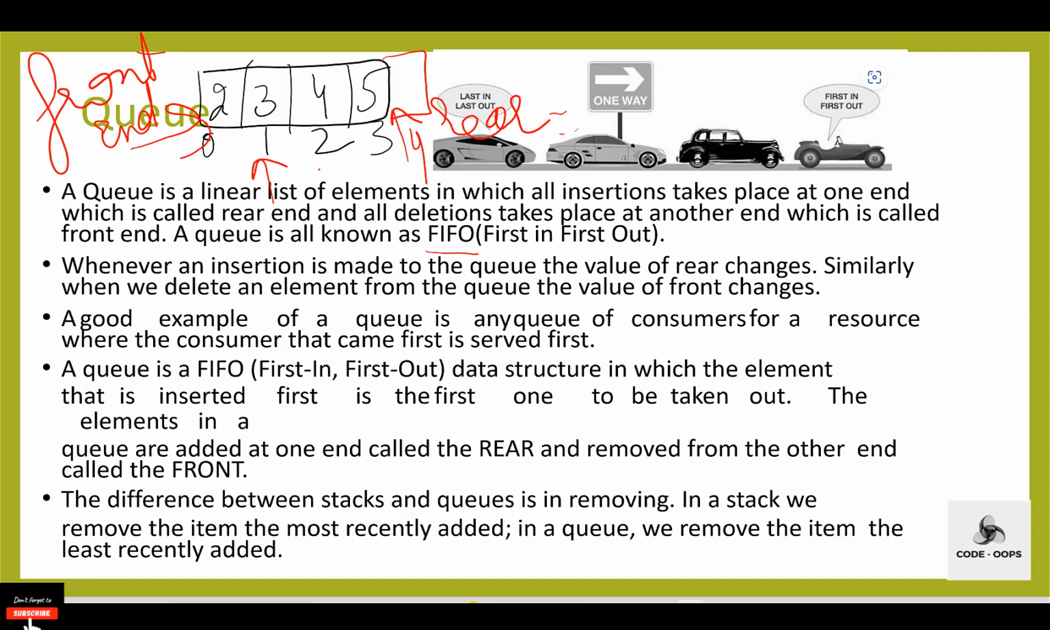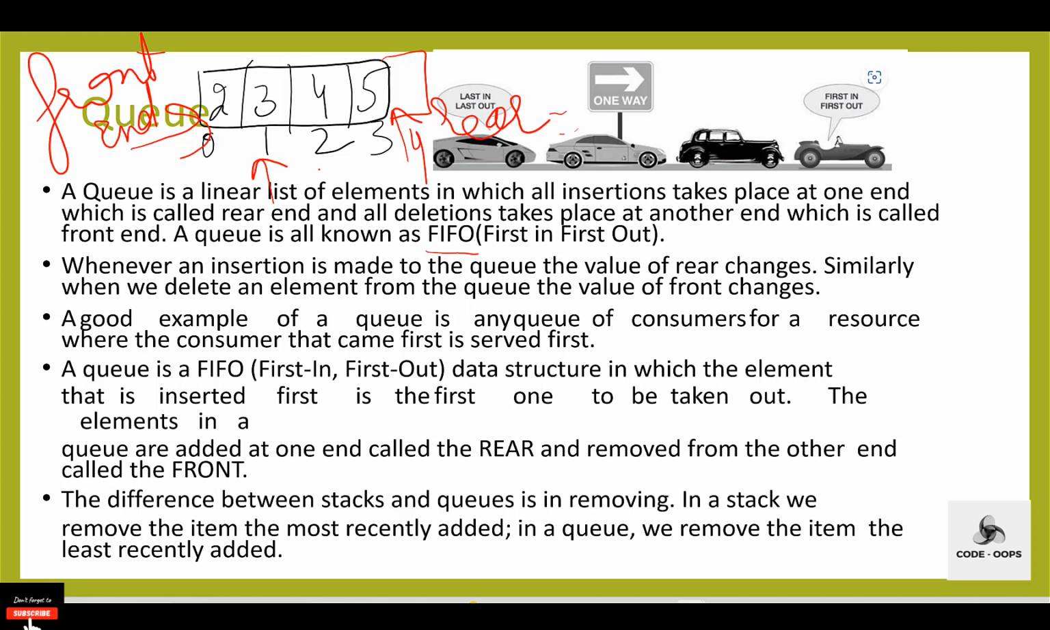A queue is a first in first out data structure in which the element that is inserted first is the first one to be taken out. The elements in a queue are added at one end called rear and removed from the other end called front. A queue is like a line waiting to purchase tickets, where the first person in line is the first person served. That is first come first served. The position of entry in a queue ready to be served, that is the first entry that will be removed from the queue, is called the front of the queue. Sometimes we call it the head of the queue.